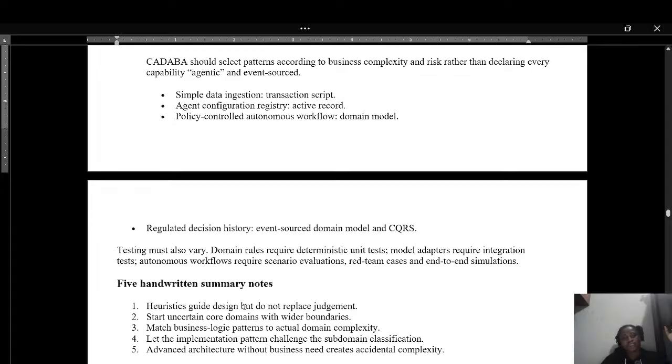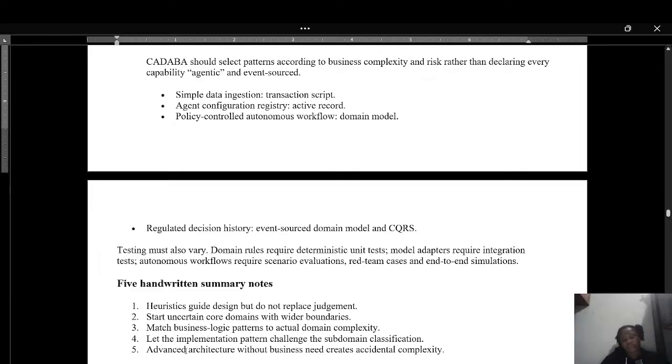So we should take business complexity into consideration when we are designing an application. Start with an uncertain core domain with wider boundaries. Remember, we have a bounded context where we say every domain operates within a boundary. And if a domain will interact with another domain, it should interact via a contract. There should be a defined contract through which they interact. So for an uncertain core domain with wider boundaries: if a domain is uncertain, if a domain is unbounded, what you can do instead of operating within a predefined boundary, or instead of defining a bounded context for it, is to enlarge the boundary.